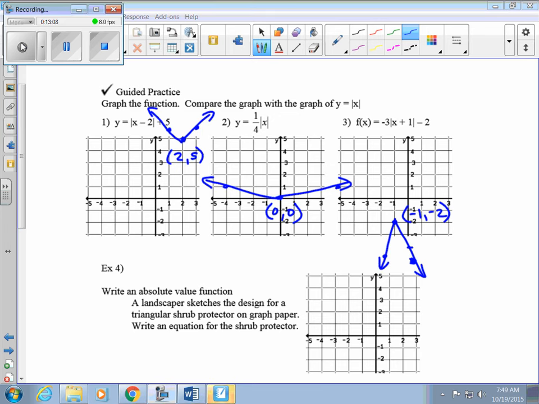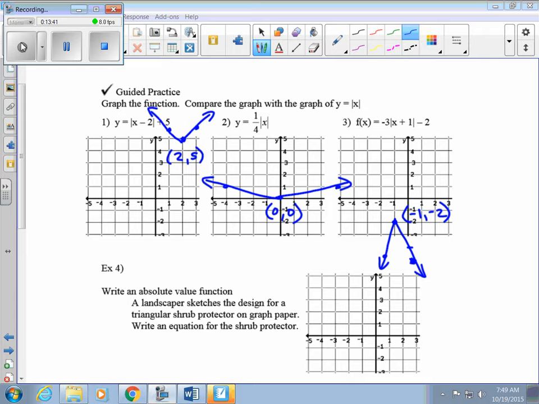And here are the answers to your guided practice. Now I just graphed those. One thing we didn't do before, what we should probably do is put the vertex on each one of your graphs. If we look at number 1, it is a translation of 2 units to the right and up 5 units. Number 2 is a vertical shrink by a scale factor of 1/4. And number 3 is a reflection. It's a vertical stretch by a factor of 3. And it's a translation of 1 unit to the left and 2 units down.